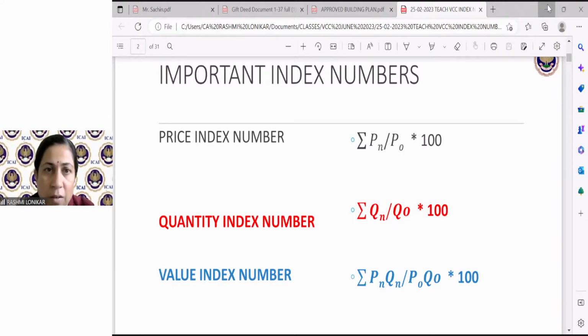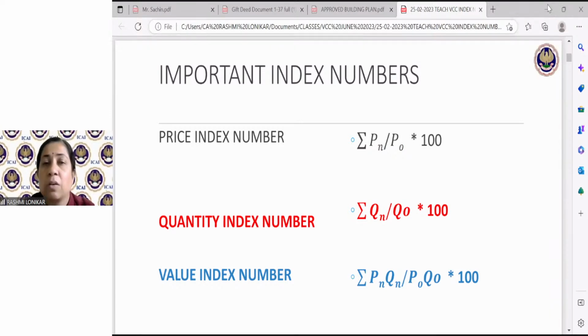So we would like to know which index numbers to use. Depending on the information that is available to you, your data that is available to you, and what you want to find out, we have what is called the test of adequacy. We are going to talk about that also. There are 4 tests of adequacy, and we will see that also. So the important thing for you to remember is price index, quantity index, and value index. Value, as you know, is price into quantity. That is the value.